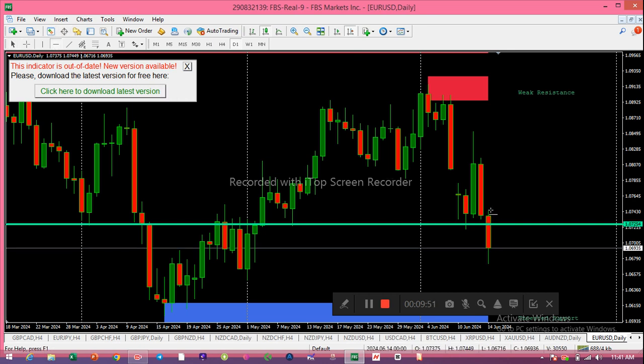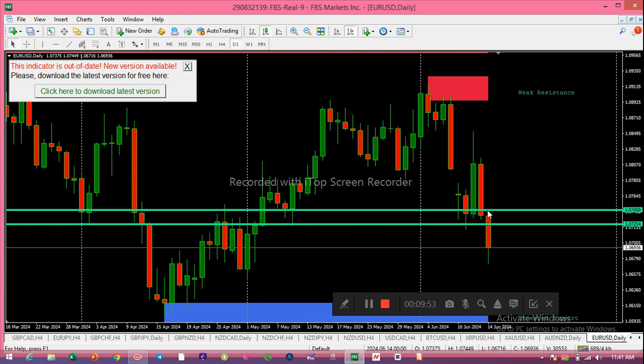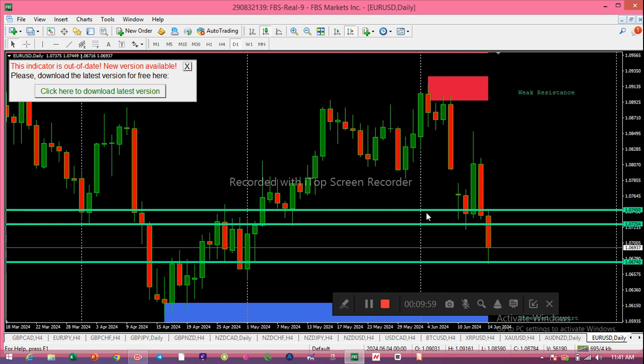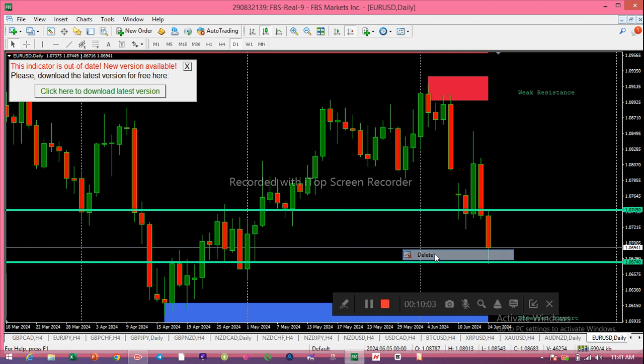Let's track this candle here. This is a 4 hour candle, right? What's the time now? It should be London session. Now this candle here has broken this level.